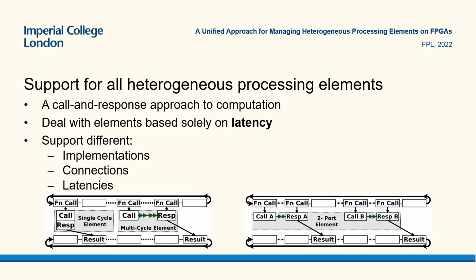Our compute pools bring together different heterogeneous processing elements, so we must support all of these different implementations and connections. We do this with a call and response approach to computation. Each processing element has a call unit, which is essentially the input to the processing element, and in addition to this, a response unit, which will return the result of a given function call after L cycles. Our interconnect and performance model deal with processing elements based solely on this latency. So it doesn't matter what the exact processing element implementation or its behavior is. All we're concerned about is the end-to-end latency. And so with this method, we can unify all of these different heterogeneous processing elements into a single unified compute pool.